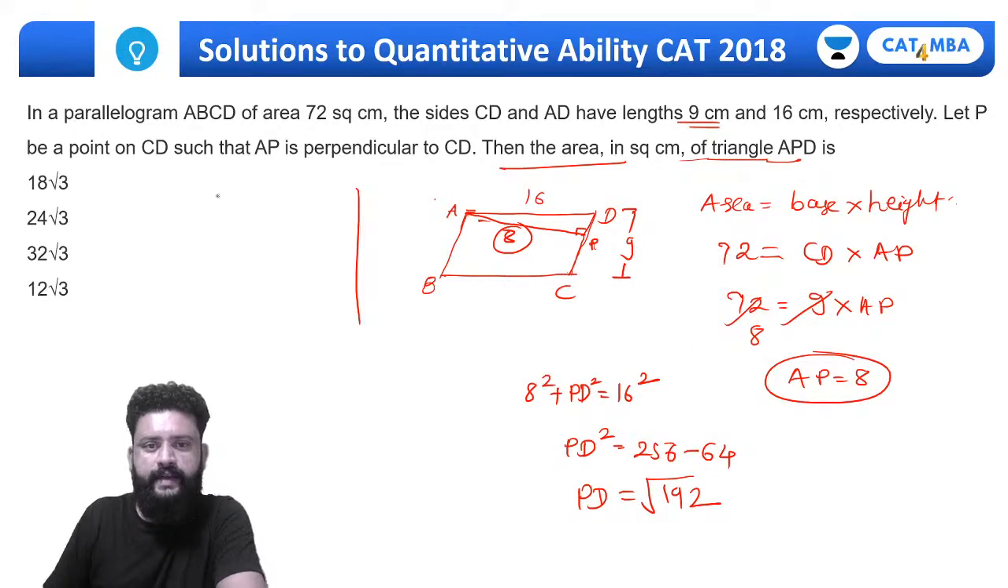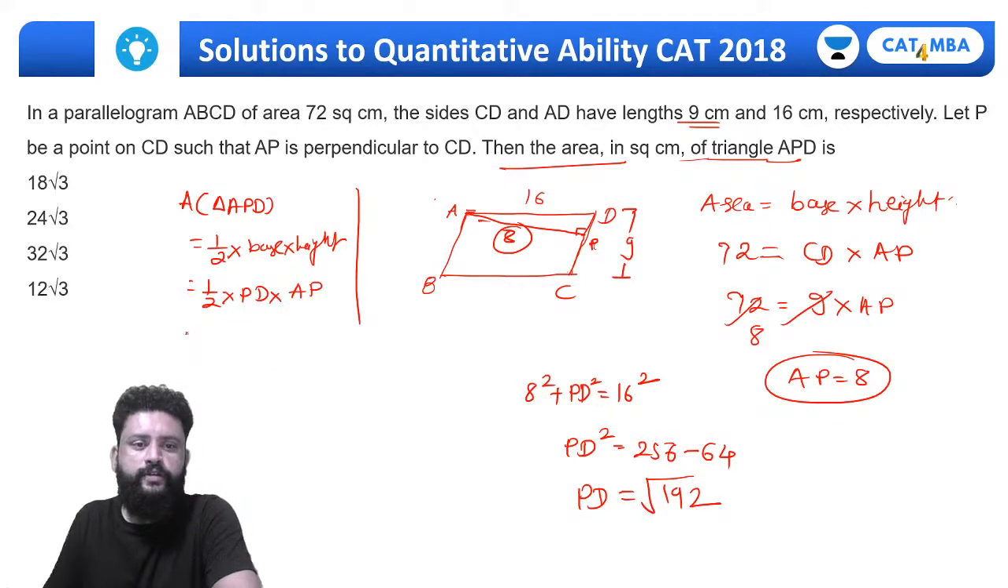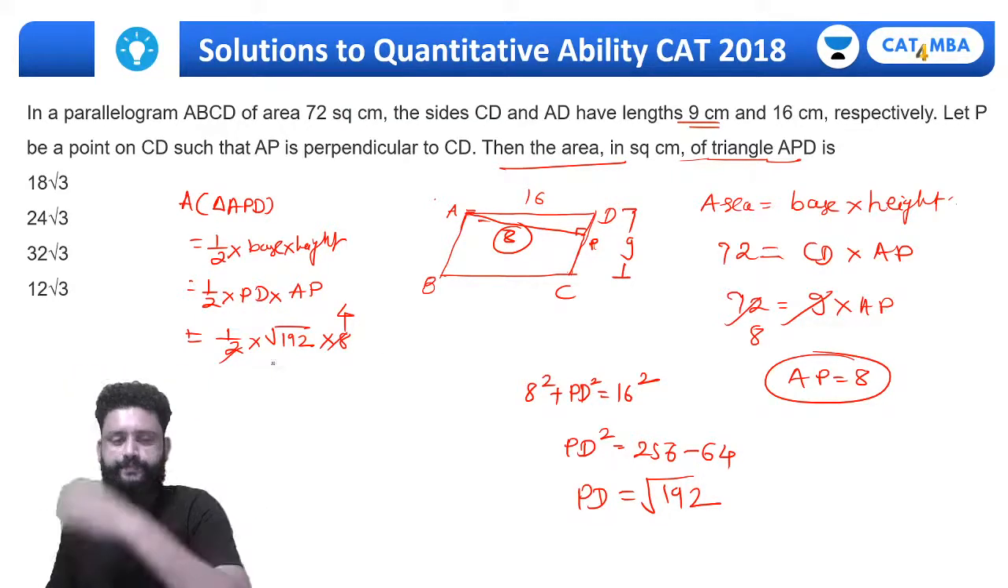Now the area of triangle APD will be half of base into height. I take PD as the base and AP as the height because it is perpendicular, a right angle triangle. So the final answer must be half of PD, which is under root of 192, into AP, which is 8. If you solve this, it comes out to be 4 into under root of 192.